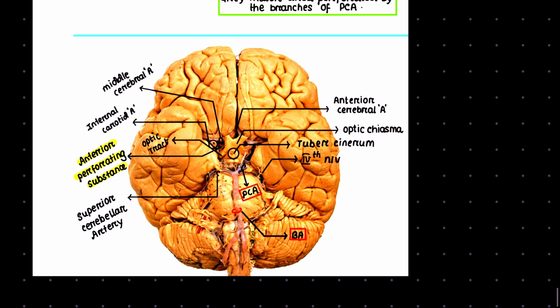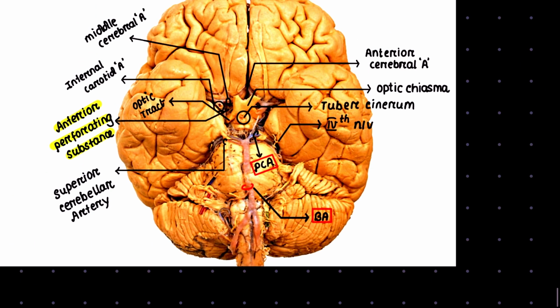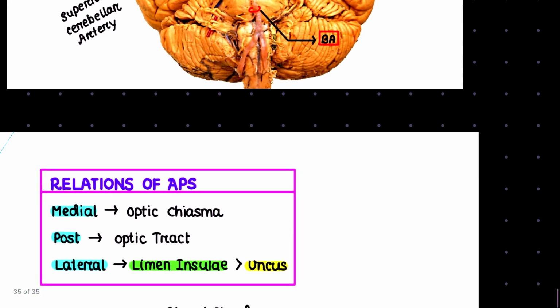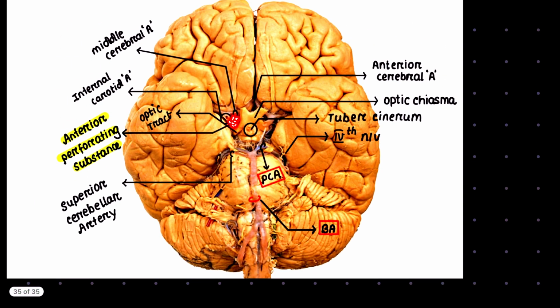Now, let's talk a bit about the relations of the anterior perforating substance. I've already mentioned that this is the region of the anterior perforating substance. It is perforated by the branches of the internal carotid artery, that is the middle cerebral artery and anterior cerebral artery, right? Medially, what is medial to this structure? Obviously the optic chiasma, right? Optic chiasma.